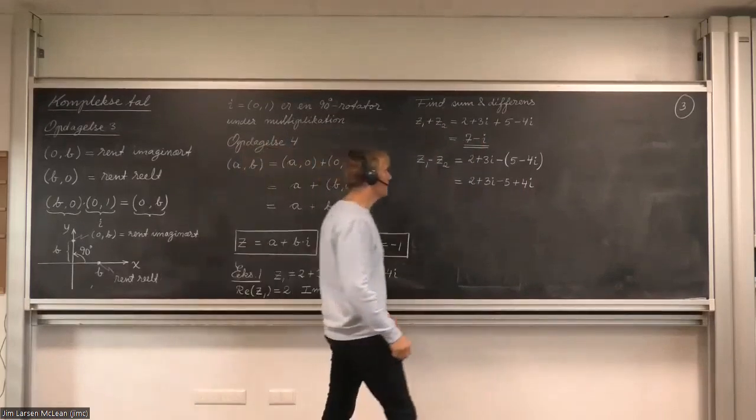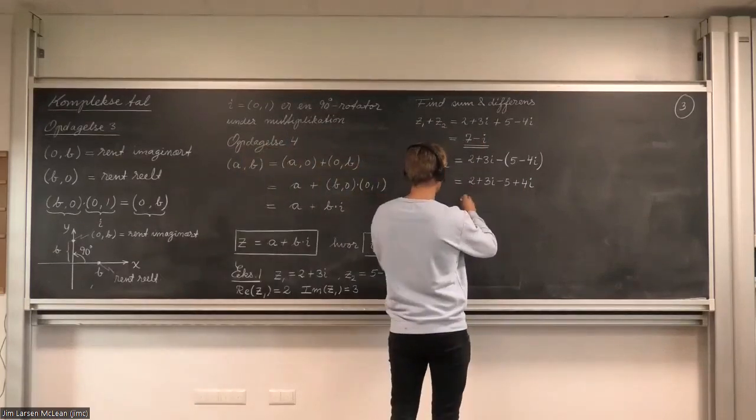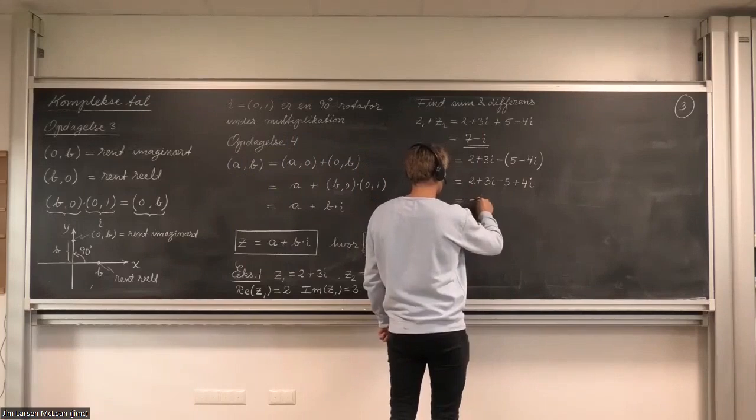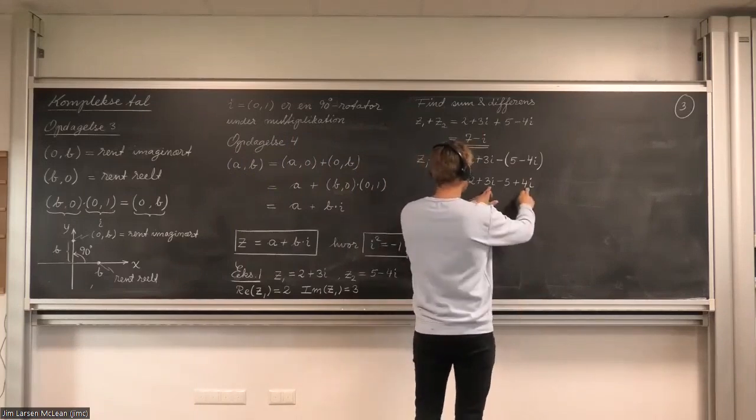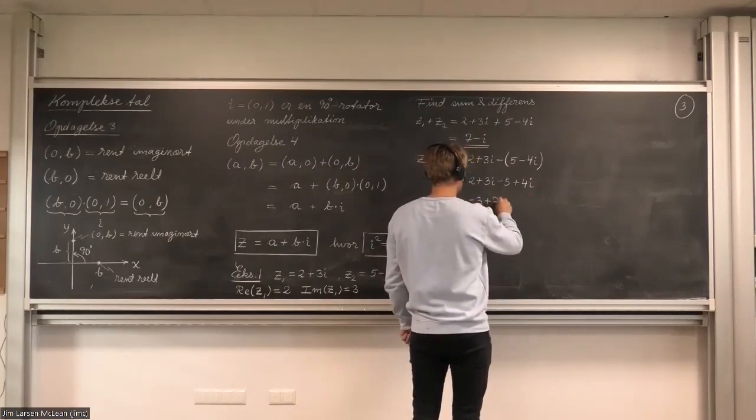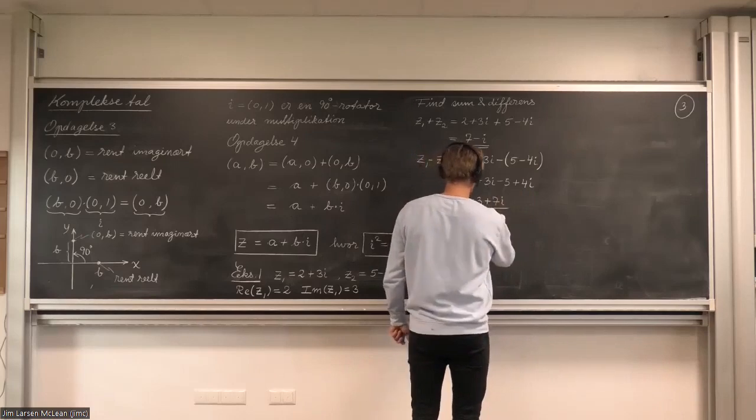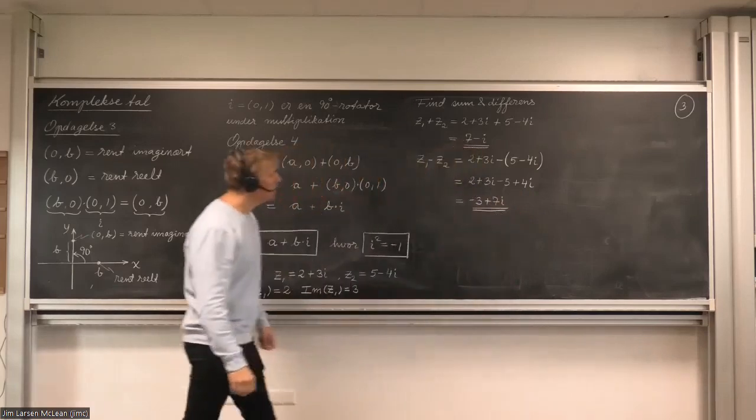And then I do it like before. 2 minus 5. I first take minus 3. And 3i plus 4i, that's 7i. And then I'm done. So the result is minus 3 plus 7i.